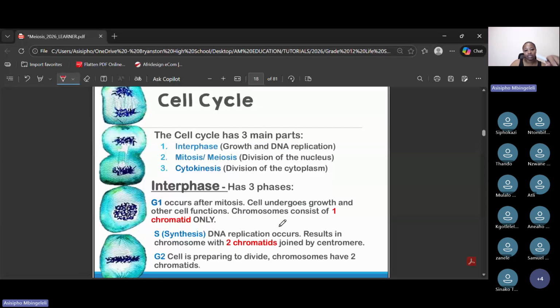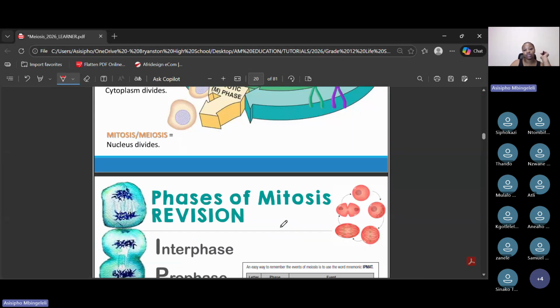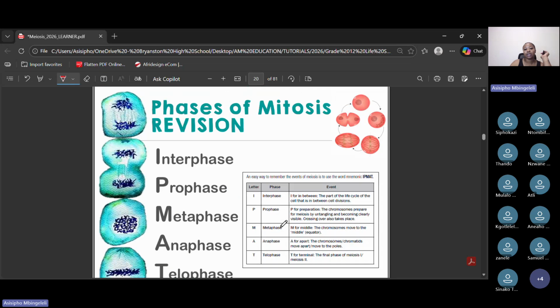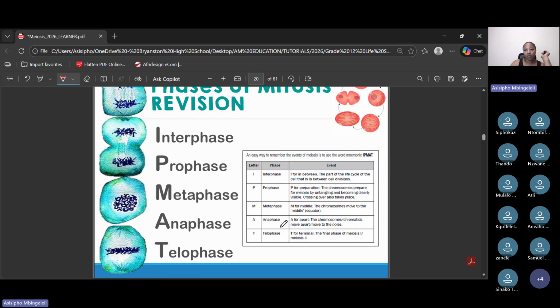This I'm going to skip, it is not important. Now, we also looked at the revision for mitosis.